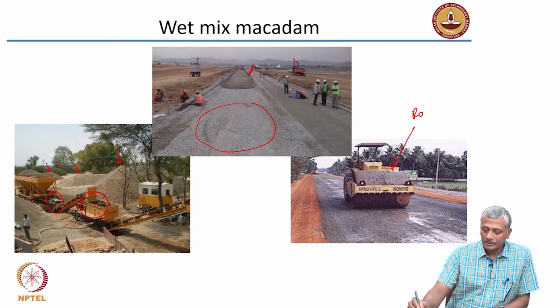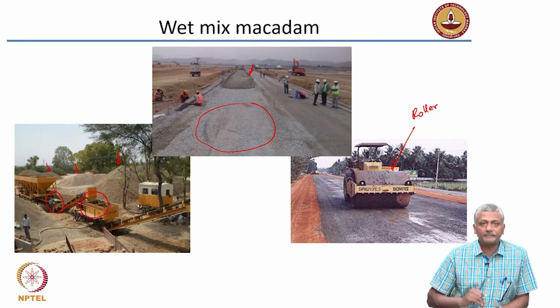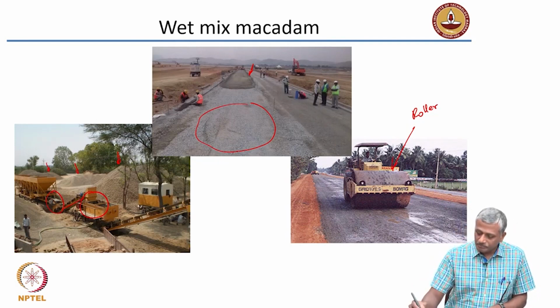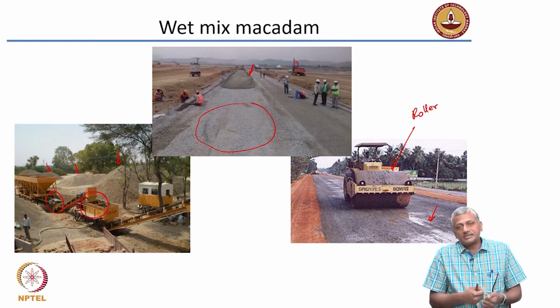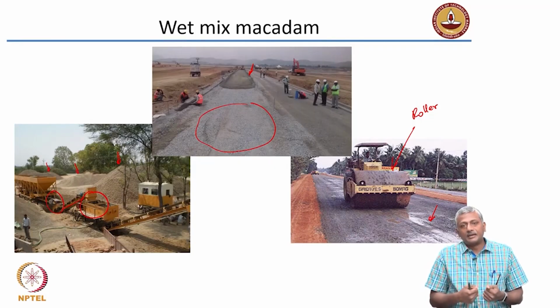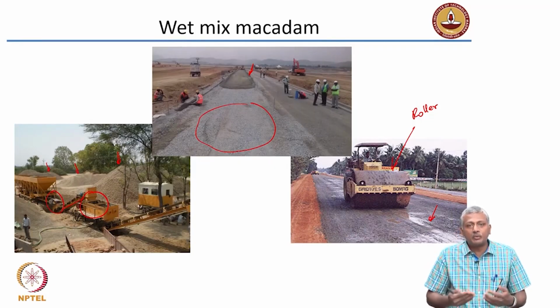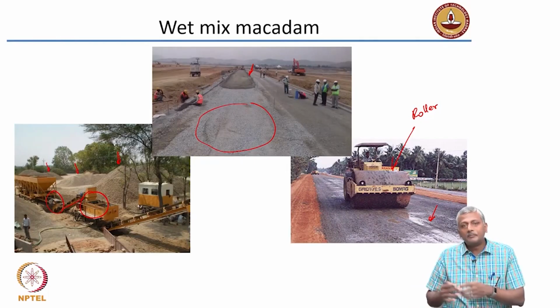This is a roller that is essentially compacting this surface, and the road almost looks like a normal road, except that it is not going to be of a high strength because there is no binding agent keeping the aggregates together. So, to think about a binding agent, we have to move towards either cement or bitumen.